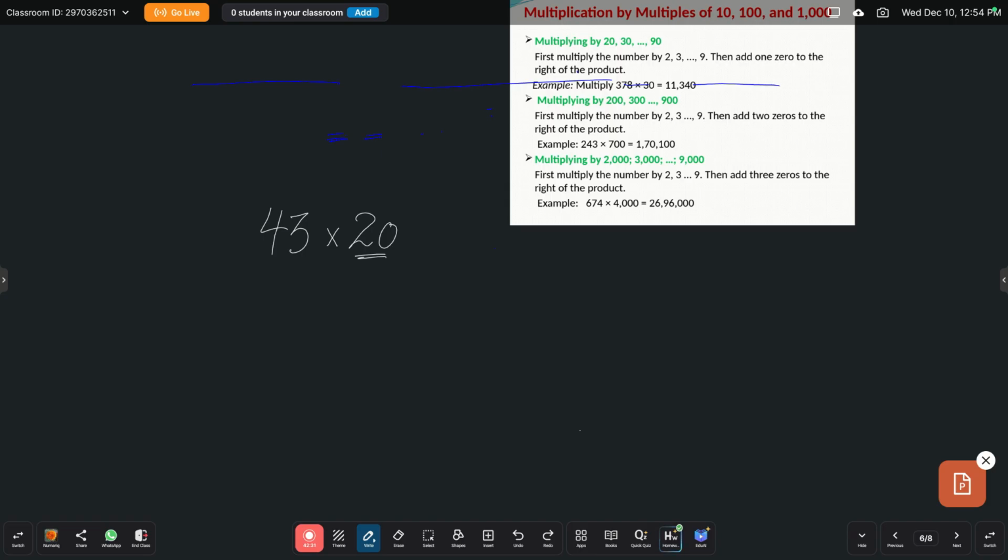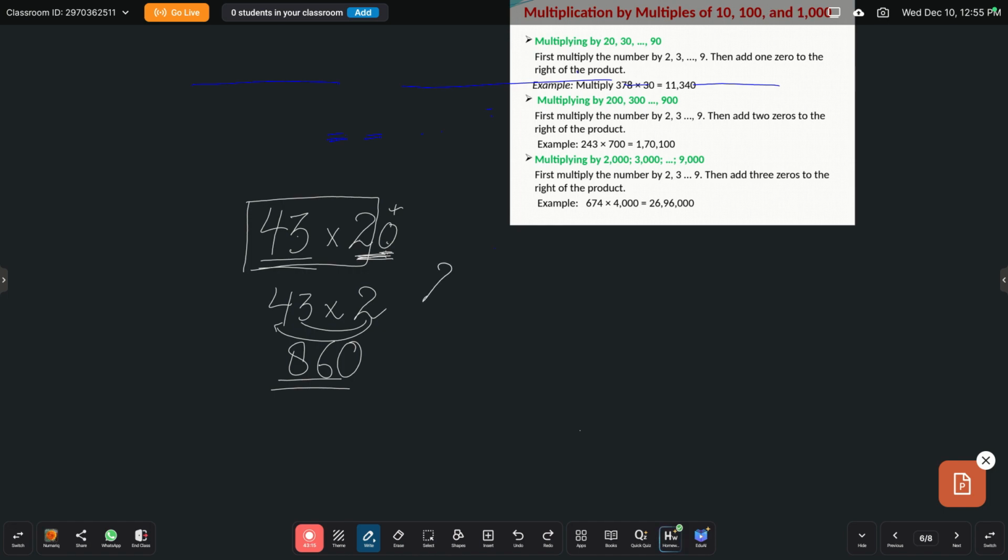So whenever you have to multiply any number by the multiples of 10, what you will do is ignore this 0. You will multiply that 43 by the number that is before the 0. What is the number? That is 2. So tell me, what is 2 into 3 equal to? 6. What is 2 into 4 equal to? It's equal to 8. So after writing this 86, how many zeros were there in this multiple of 10? There is only 1 zero. So I will write 1 zero here.